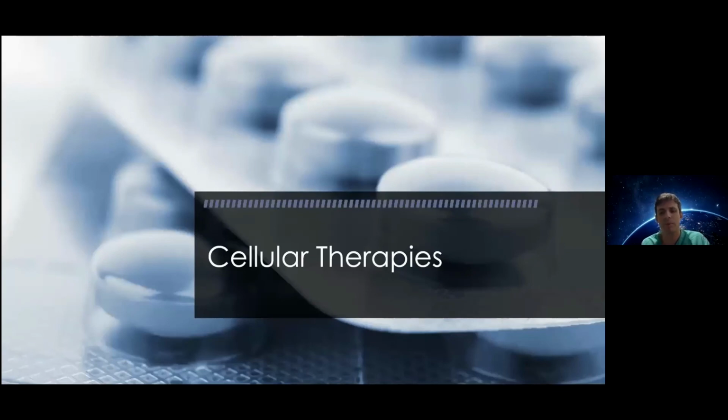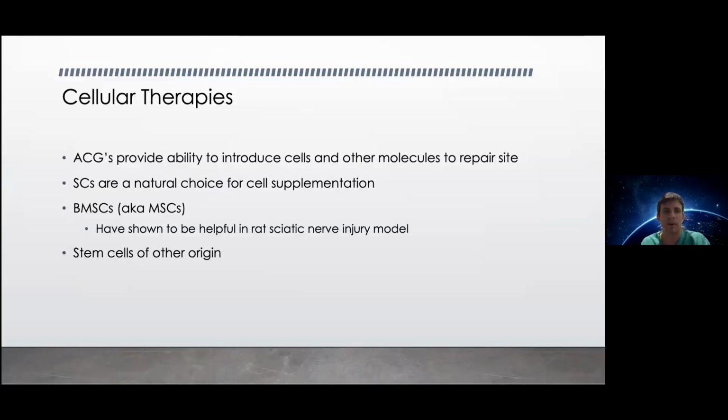So we talk about the importance of Schwann cells. Let's look at some ways that they can be incorporated. These acellular guidance channels or conduits are nice because you could potentially use them to introduce cells into the repair site. And groups have looked at bone marrow stromal cells and other types of stem cells. And people have shown in animals that these cells do help, specifically in the rat sciatic nerve injury model. No reports in humans that I could find of these being used yet.